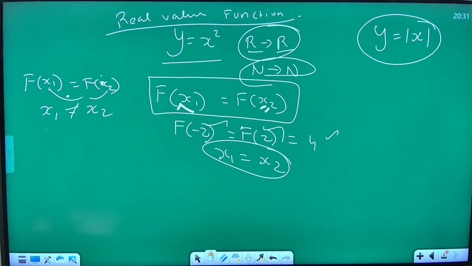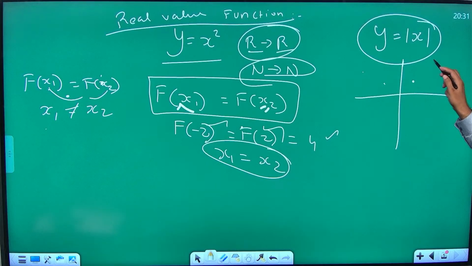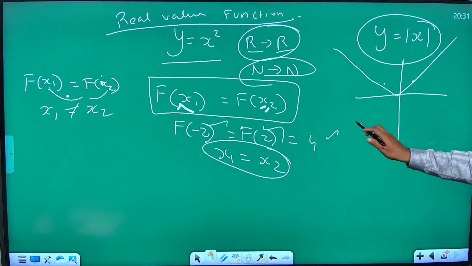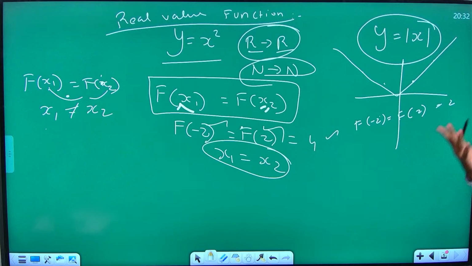It is not a 1-to-1 function, sir. Yeah, it is not a one-to-one function, Mr. Arshad. What is modulus of x? How is it going to be? For -1 I'll get 1, for 1 I'll get 1, right? For -2 I'll get 2, and for 2 I'll get 2. So the graph goes like this. So I can give an example: f of -2 is equal to f of 2 is equal to 2. I can show an example where it fails, so I can conclude it is not a one-to-one function.